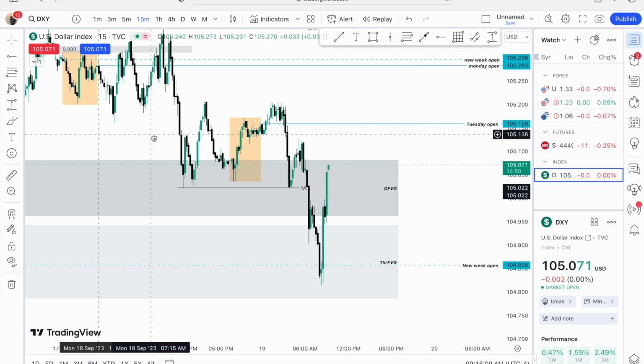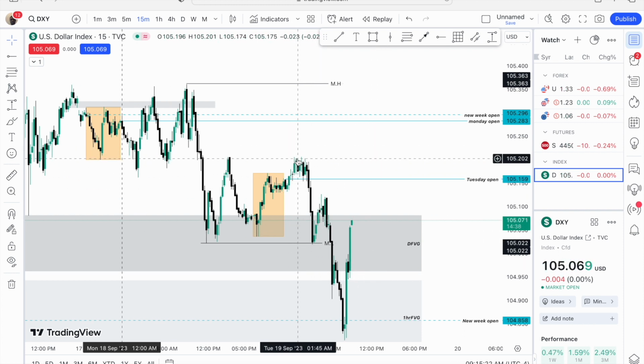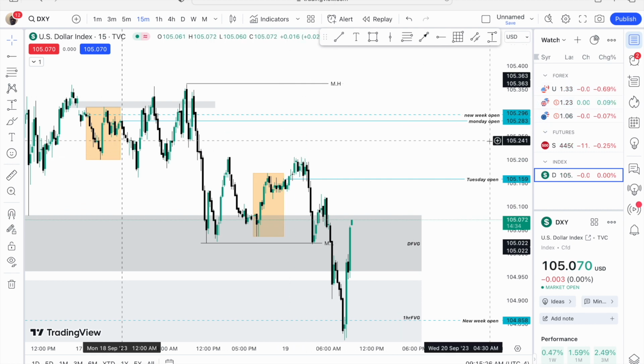There's an extreme discount. So we have a draw up here to the high. We have a draw up here that the dollar index could be looking to trade to before any sell off, and we will be out.